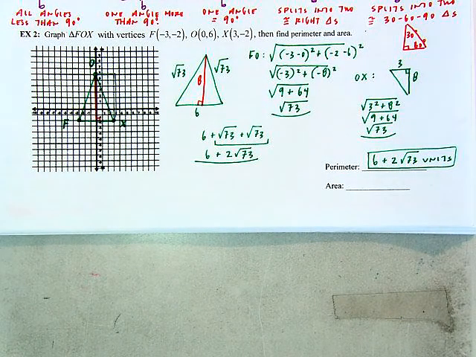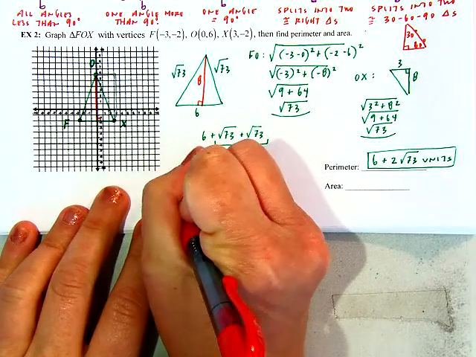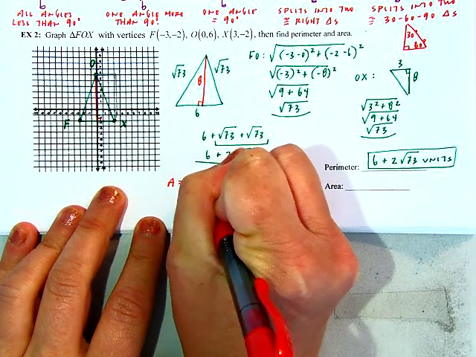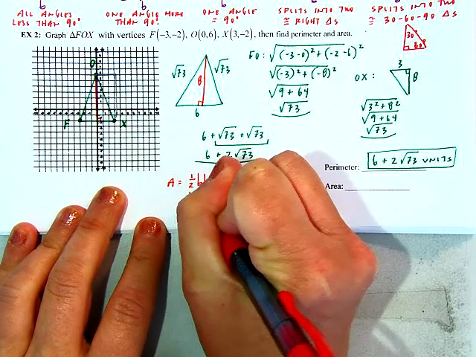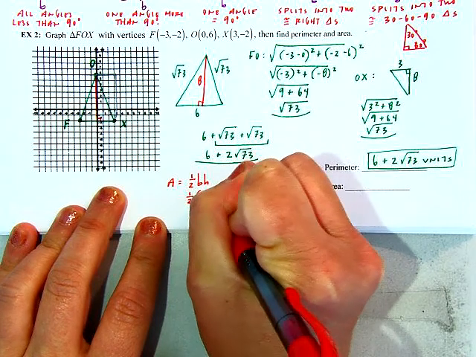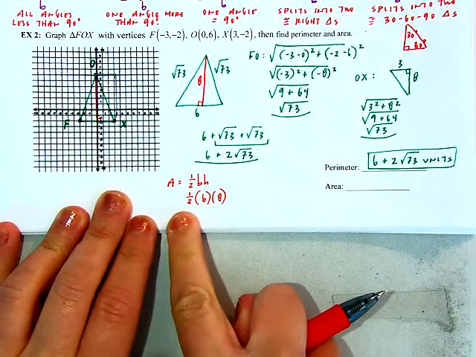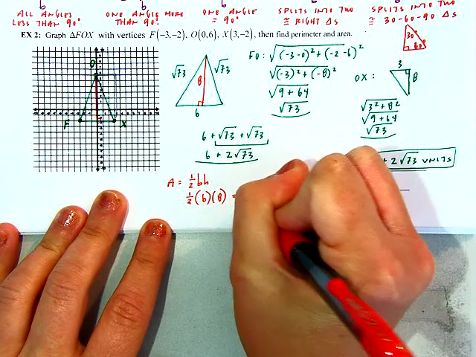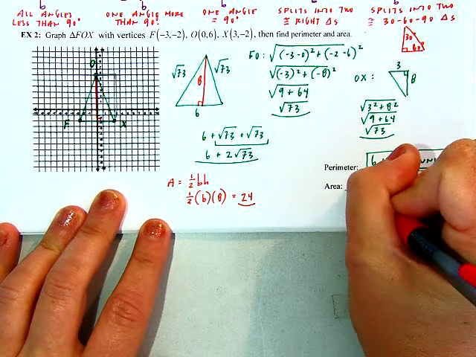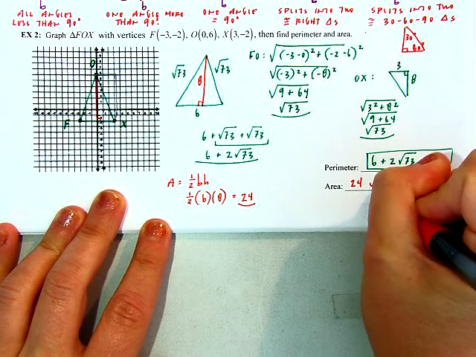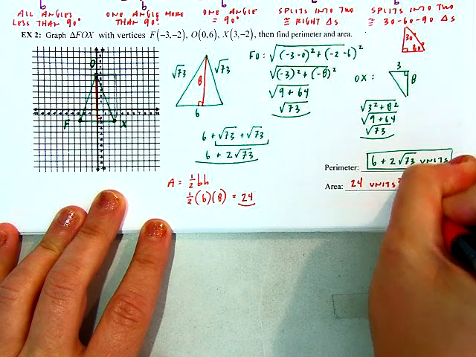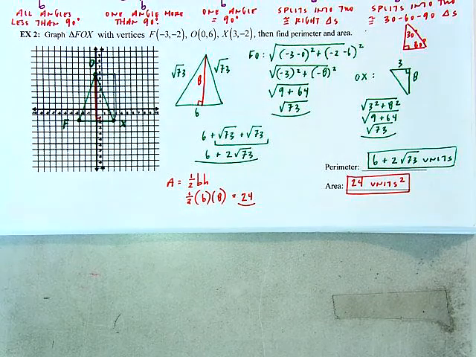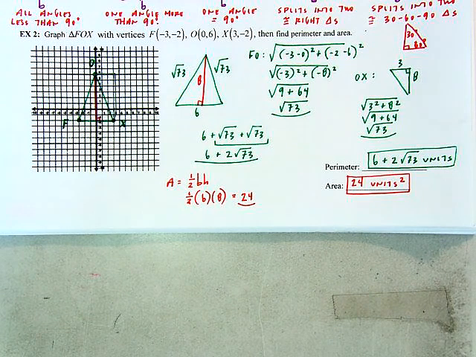So if I'm looking at my area, I'm looking at 1/2 base times height. So I'm looking at half of 6 times 8. So half of 6 is 3. 3 times 8 is 24. So my area would be 24 units squared. Okay, so there's my example with triangle FOX.